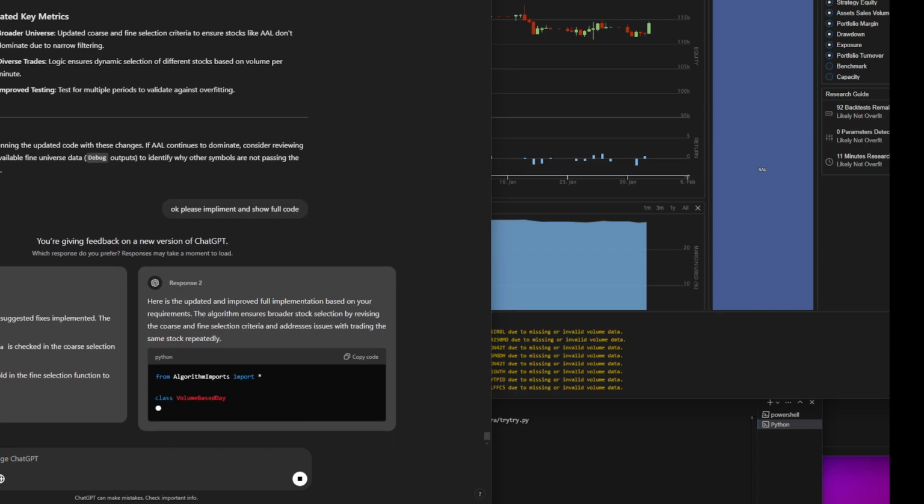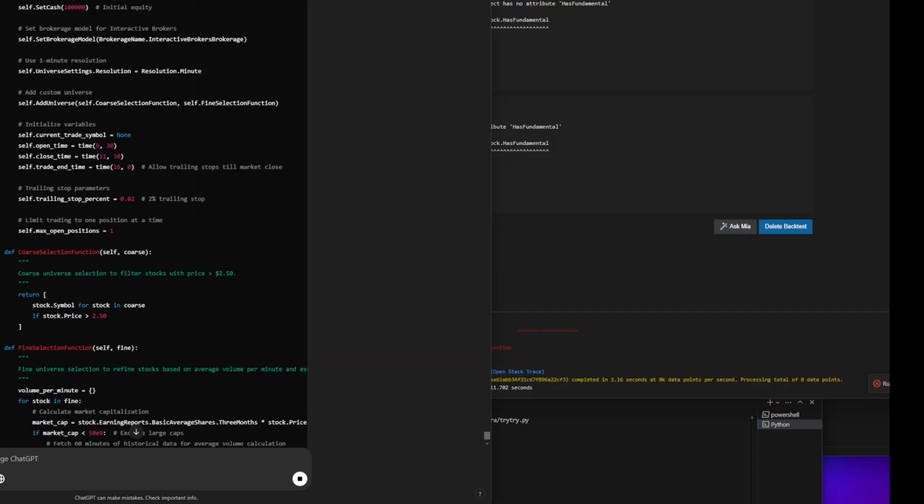All right, let's see how this one goes. Okay, error on the fundamental thing, and it said, okay, let's exclude the fundamental and just solely base it on the price. Now, why did it include it in the first place since I didn't ask for it? You know, this is why you got to be careful with ChatGPT. I didn't say anything about fundamental data to it, and yet it decided that should be in the criteria itself.